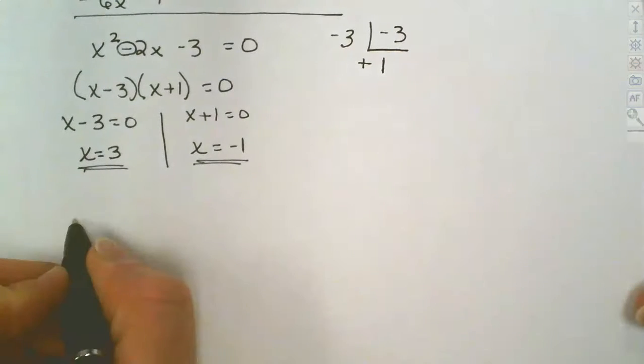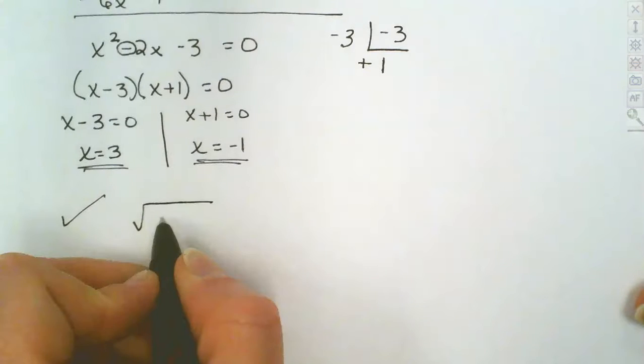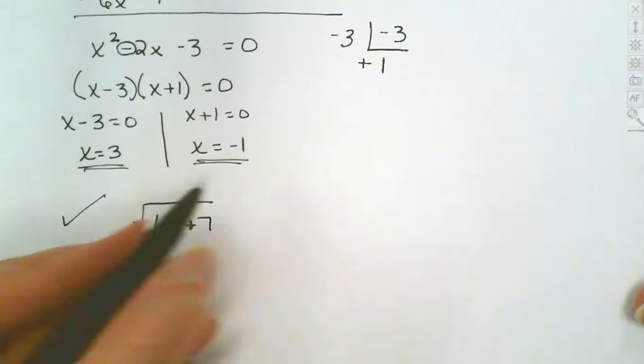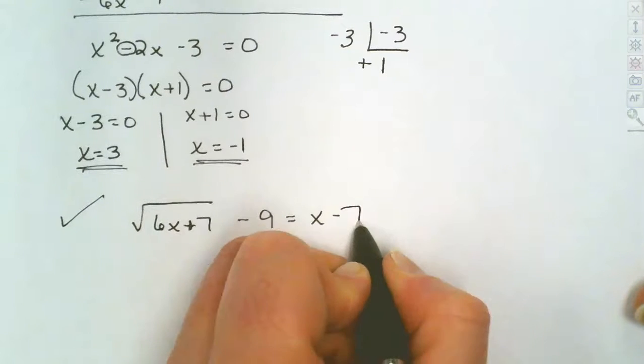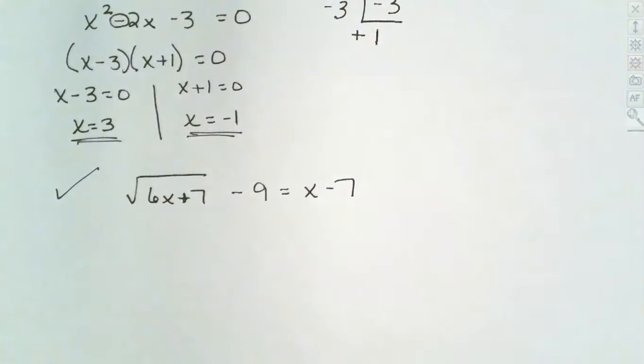We're going to now check it back in the original. So we're going to check this in the square root of 6x plus 7 minus 9 equals x minus 7. And we're going to check both of these solutions. It could be that both of them work. It could be that neither one of them work. In this case, I think they'll both work, but let's check them and see.